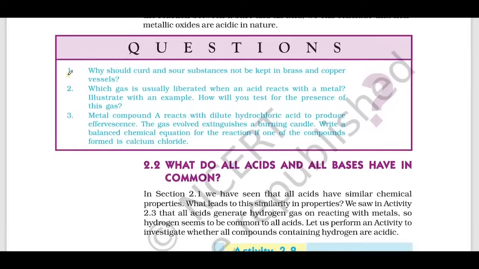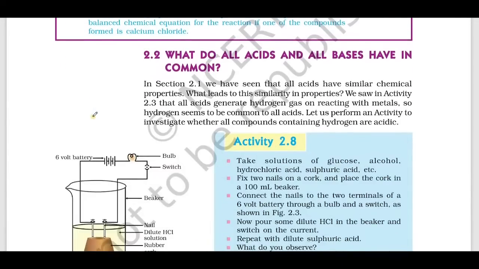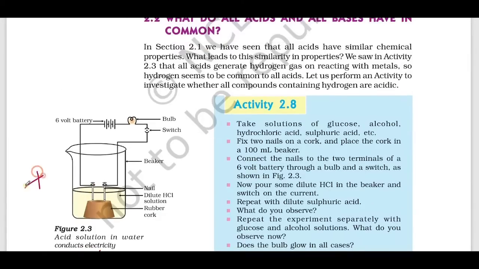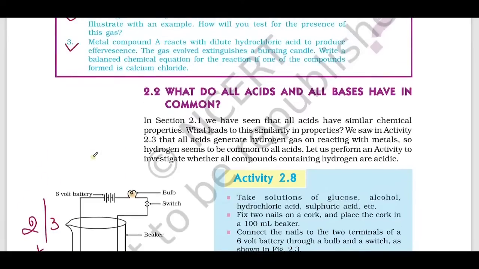So all these questions are very important to try to revise in text question. And also acid solution in water conducts electricity, important 3 or 2 mark. It can be asked for 2 or 3 mark.